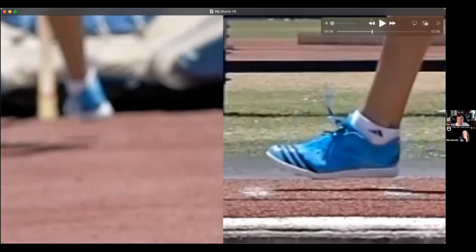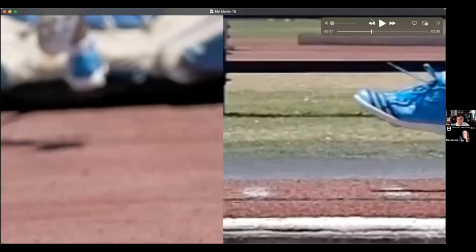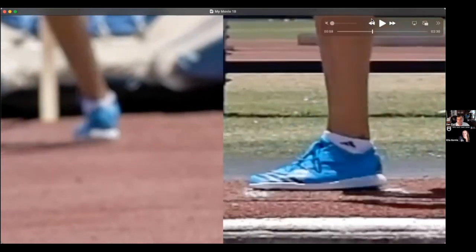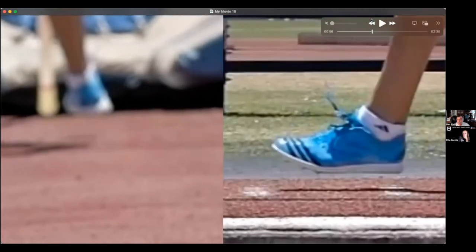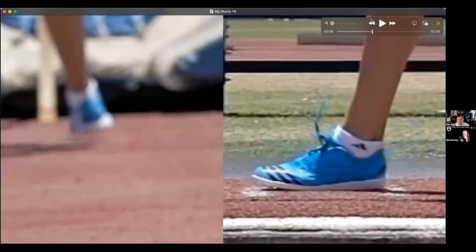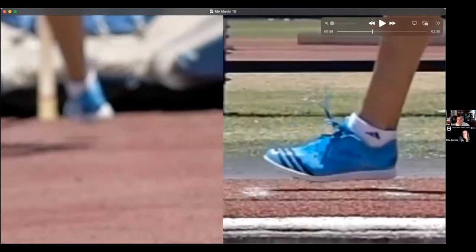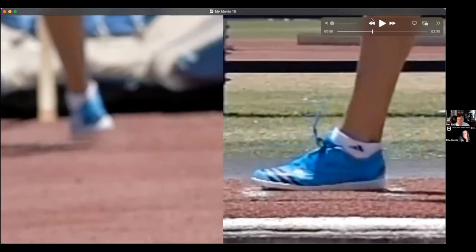And then on the split screen, we're looking at the takeoff foot. Generally in the jumping events, you want to see a heel first rolling action to the strike. And so he's a little bit what we call hot. The plantar flexion is a little bit early, not quite a flat or a rolling contact.